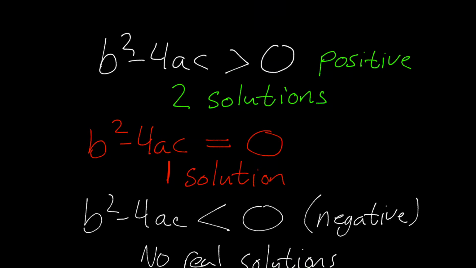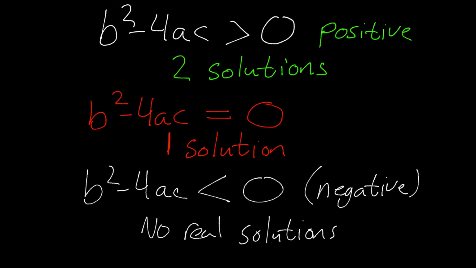If b squared minus 4ac is positive, as long as it's greater than 0 of any type, you have two real solutions. If it's equal to 0, you have one real solution. And if it is less than 0, if it is a negative number, we have no real solutions. So let's take a look at our two examples and see what we get. All we're trying to say is, does it have two solutions, one solution, or no real solutions? So here we go.